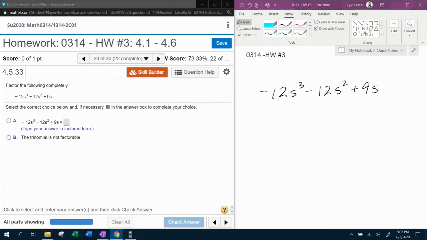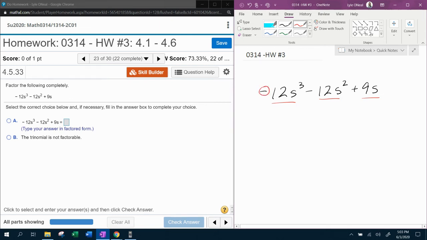Question number 23 from our 0314 homework number 3 in MyLab Math says factor the following completely. The first thing I notice here is that I have 1, 2, 3 terms. So this is a trinomial. And the very first thing I need to look for is a common factor.